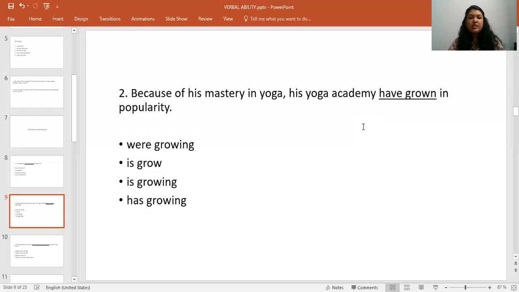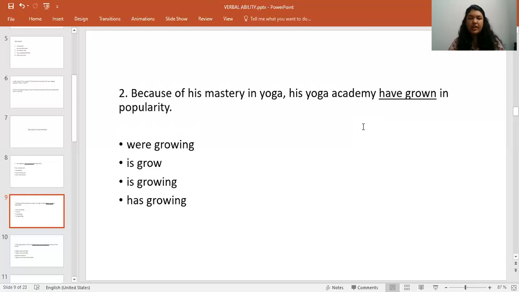So here it's clear that because of his mastery in yoga, his yoga academy were growing in popularity is not the correct sentence. Now, taking the second one, as we have read through it, it doesn't make sense. And the third one is, because of his mastery in yoga, his yoga academy is growing in popularity. So the third option is the correct sentence to be used.